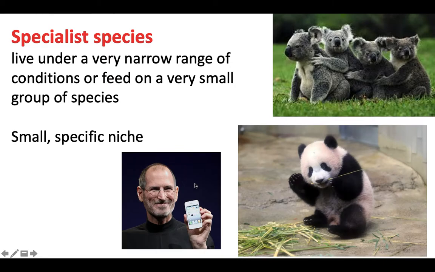A specialist species is one that has a very, very specific niche. Okay, maybe it only eats one type of food, like a panda only eats bamboo, a koala only eats eucalyptus. Steve Jobs, for the last 7 years of his life, only ate fruit. You can look that up. I'm pretty sure that's true. Or maybe they live in a very small range of space, right? Koalas only live in Australia, pandas only live in certain areas of China, right? So they have very specific needs. They've specialized on that niche. They've specialized on the food, on the habitat.